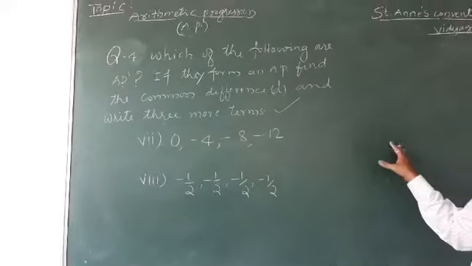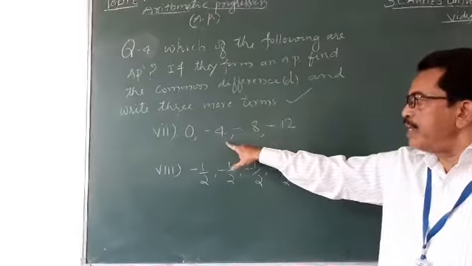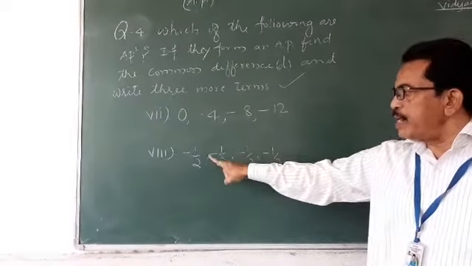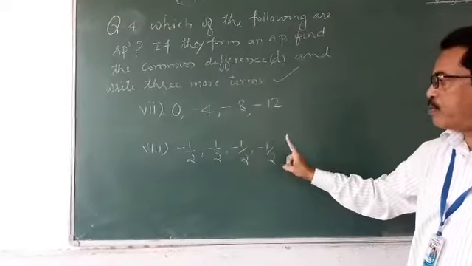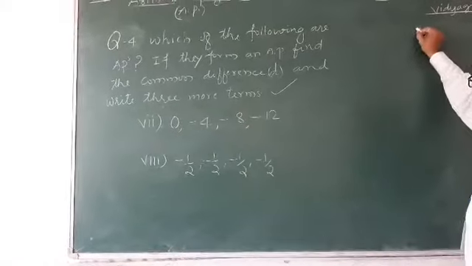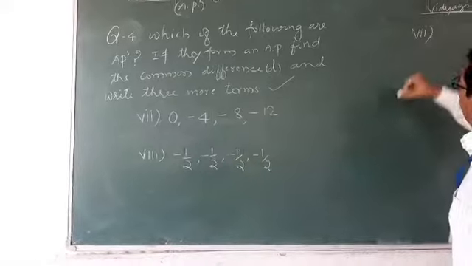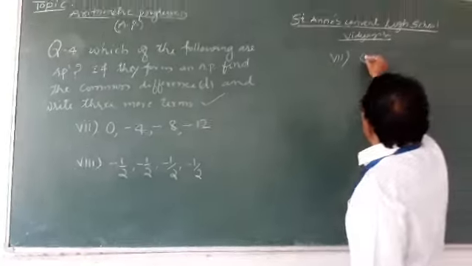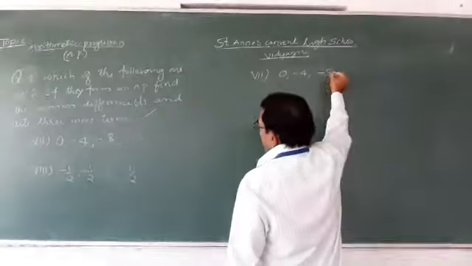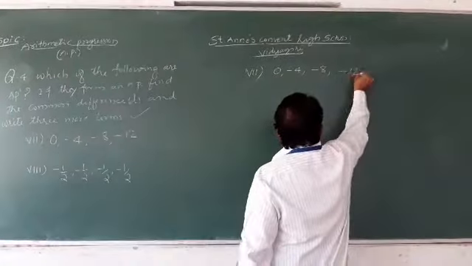Okay, this one is the seventh problem: 0, minus 4, minus 8, minus 12. The eighth one is minus 1 by 2, minus 1 by 2, minus 1 by 2, minus 1 by 2. Okay, let us have the solution for the seventh one: 0, minus 4, minus 8, minus 12.